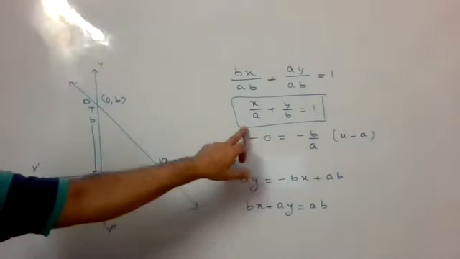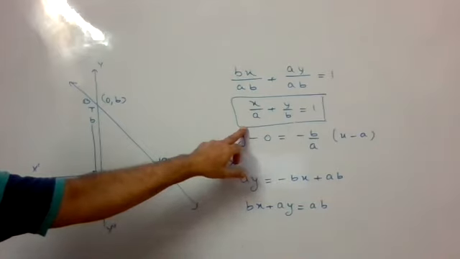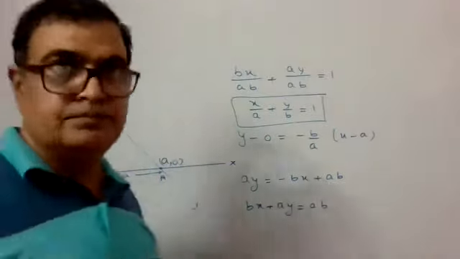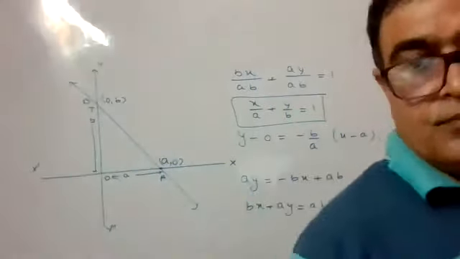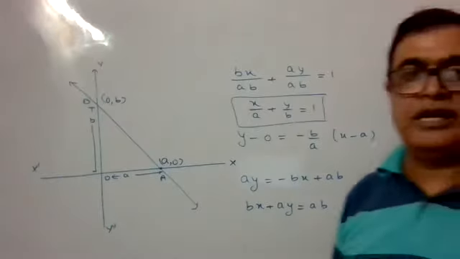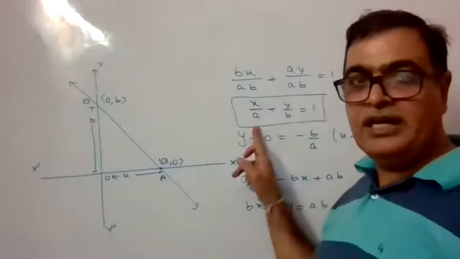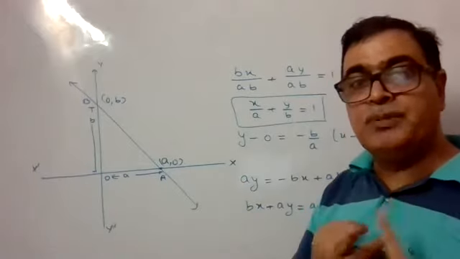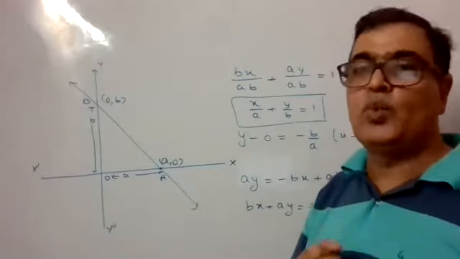X by A plus Y by B equal to 1. This is the equation of line we have, where what is A? A is the length of intercept on x-axis, B is the length of intercept on y-axis.